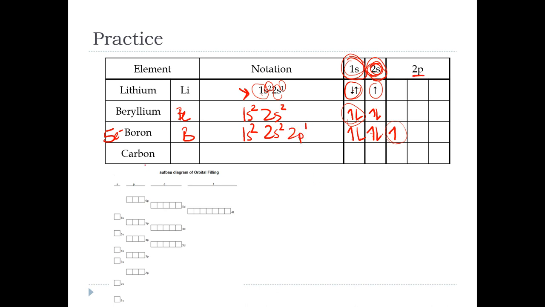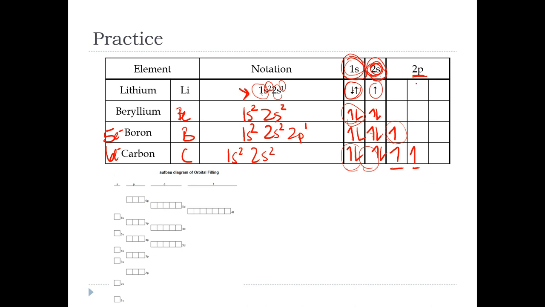2p1. How about carbon? 6 electrons. Carbon's a C. 1, 2, 3, 4, 5, 6. There's 2 electrons in the 1s orbital. 1s2. 2 electrons in the 2s orbital. 2s2. 2 electrons in 2p orbitals.